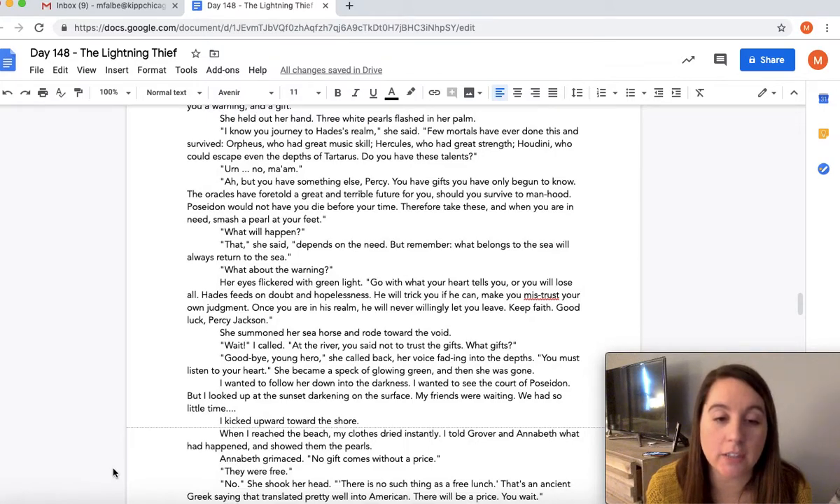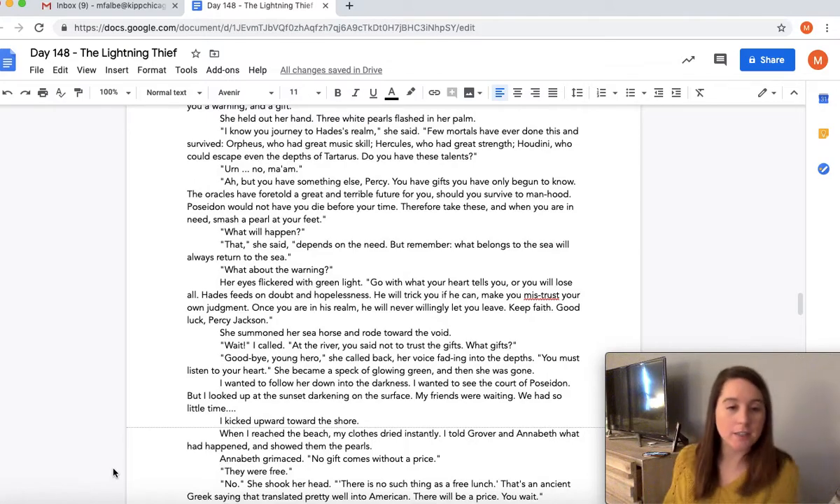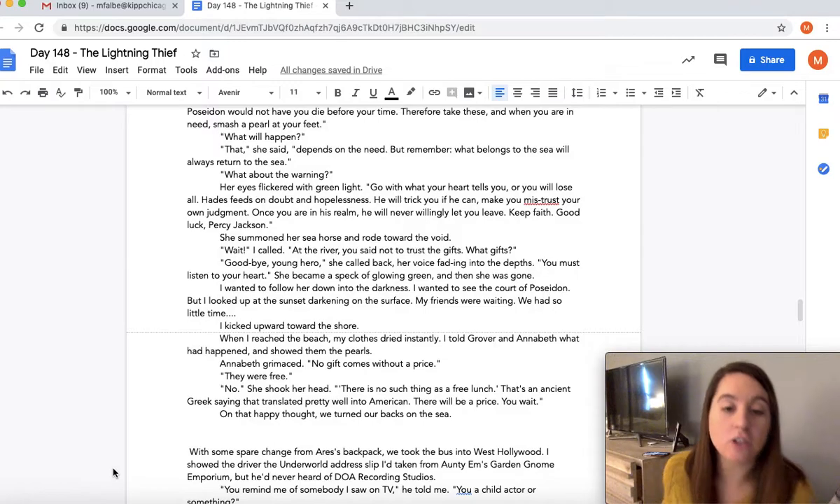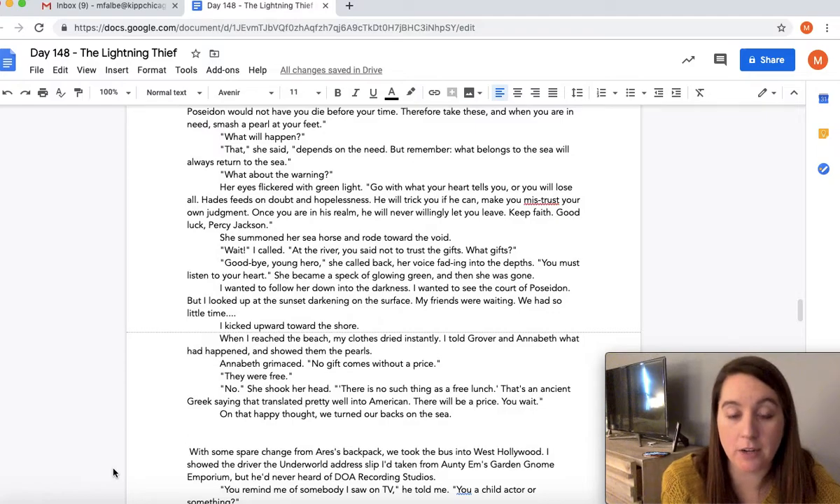I wanted to follow her down to the darkness. I wanted to see the court of Poseidon. But I looked up at the sunset darkening on the surface. My friends were waiting. We had so little time. I kicked upward toward the shore. When I reached the beach, my clothes dried instantly. I told Grover and Annabeth what had happened, and showed them the pearls. Annabeth grimaced. "No gift comes without a price." "They were free." "No," she shook her head. "There is no such thing as a free lunch. That's an ancient Greek saying that translated pretty well in American. There will be a price. You wait." On that happy thought, we turned our backs to the sea.